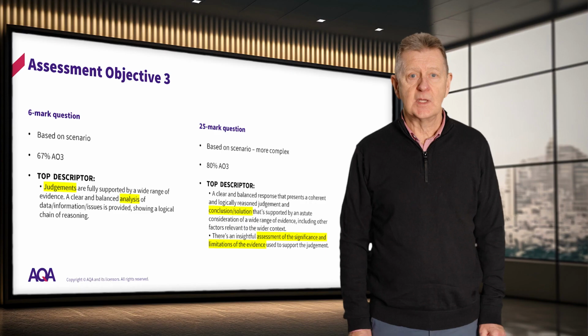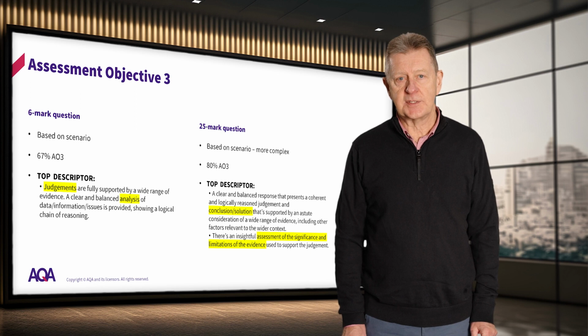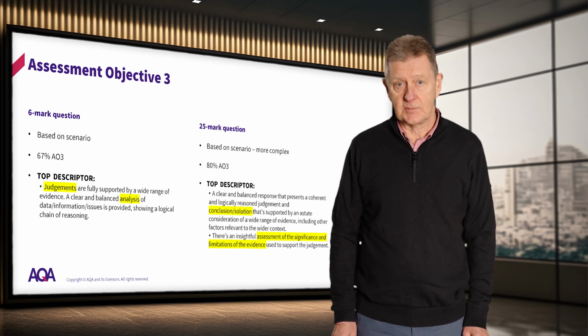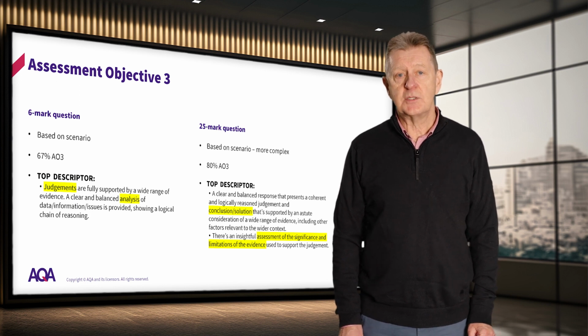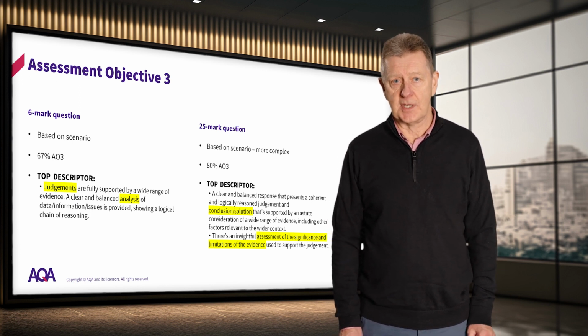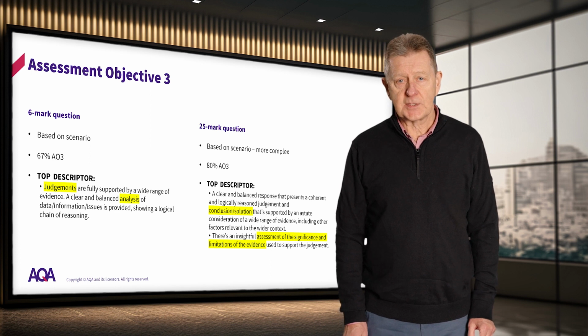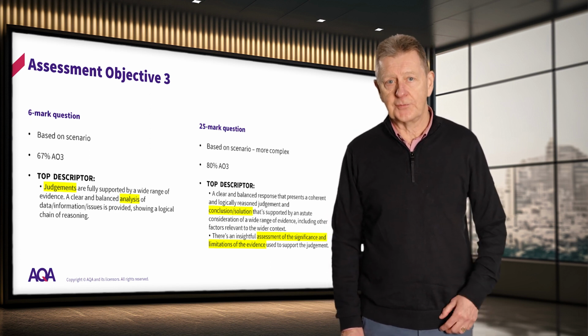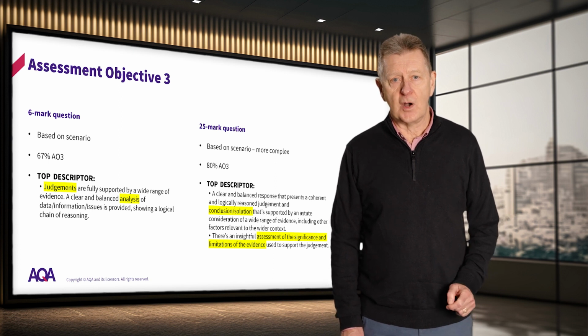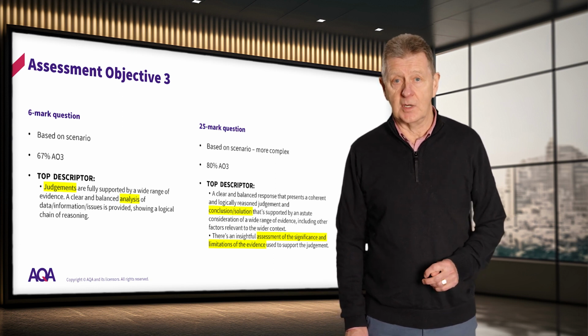Before we look at the AO3 questions in more depth, it is perhaps worth discussing what the objective is assessing and how it is assessed. Assessment Objective 3 is assessed in the extended writing questions. In each paper, there are two 6-mark questions in Section B and two 25-mark questions in Section C. In the 6-mark questions, 67% of the marks are identified as AO3, whereas in the 25-mark questions, it is 80% of the marks.